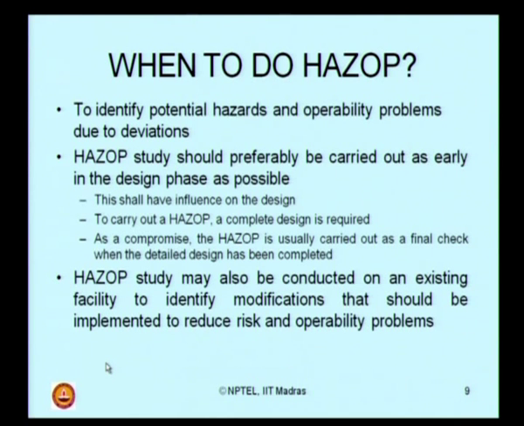Hazop study may also be conducted on an existing facility. If you have a plant under operation already, for that plant also you can still conduct a Hazop study, because that will help you to identify the modifications that should be implemented to reduce the risk and operability problems present in the existing process industry.